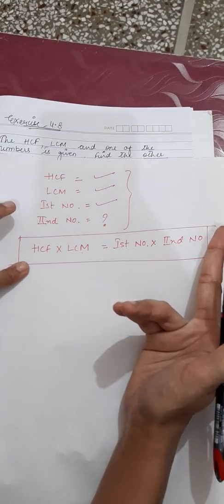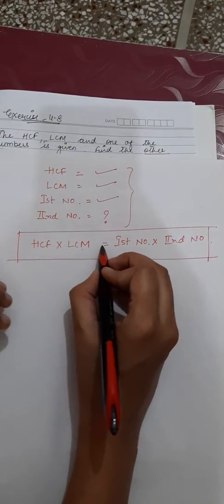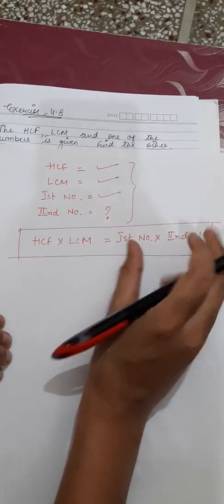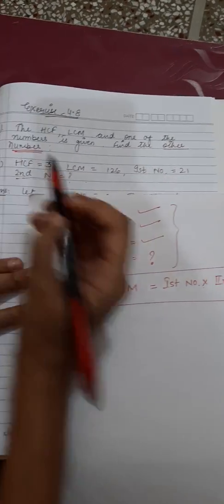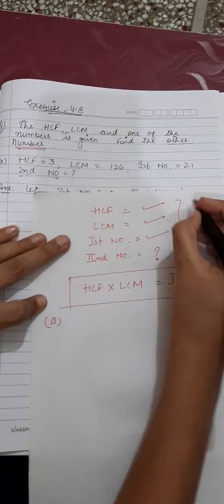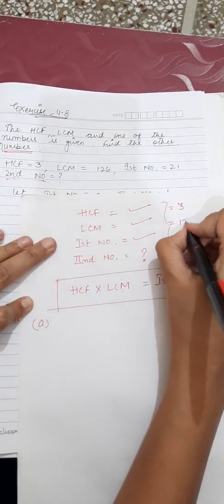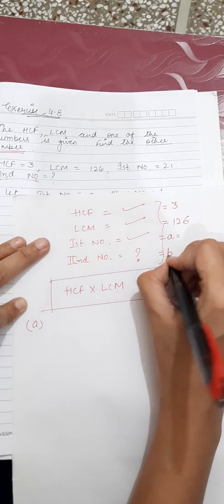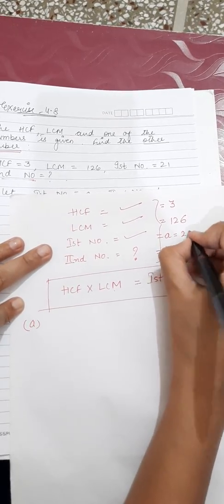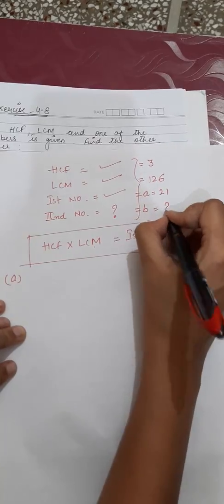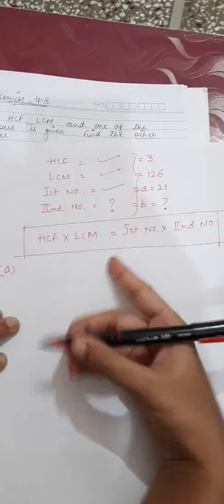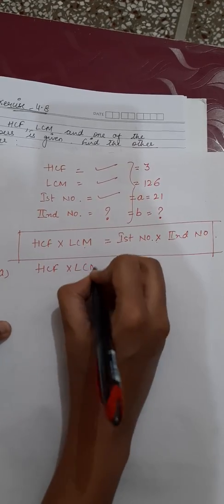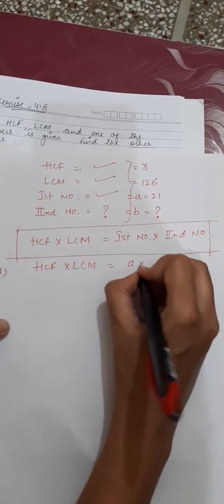Now what is the meaning of this? This means when you find the product of HCF and LCM of the two numbers, that is going to be equal to the product of those two numbers. For example, let us start with A part. HCF is already given. HCF is 3. LCM is 126. The first number we assume as A and the second number we assume as B. So A is there and the value of A is 21. You have to find the second number which is B. So I am writing HCF into LCM equals first number A into B.